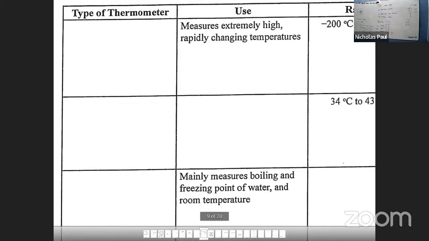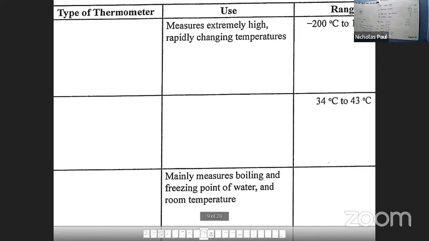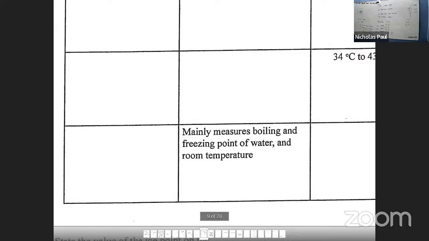Which one is 34 to 43? Clinical, right? That's the one for us to measure our temperatures. And which one can measure the boiling point and freezing point? Laboratory, yeah. Mercury in glass thermometer or laboratory thermometer. And the range is what? 0 to 100. Okay?